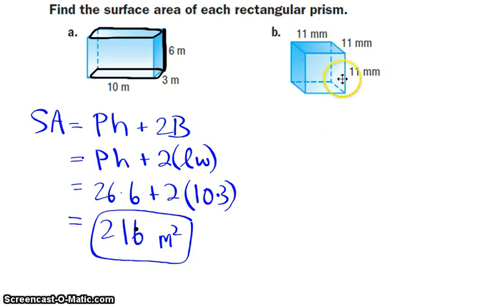Alright, so now try this one. Okay, this is a cube, but you can still do it the same way. So pause the video and try the practice problem. Okay, let's take a look at B.